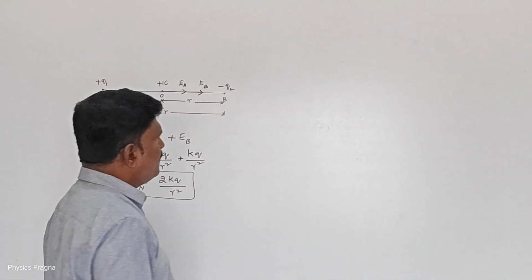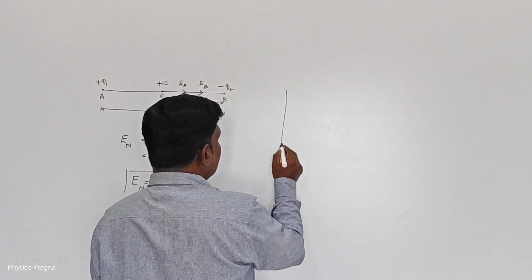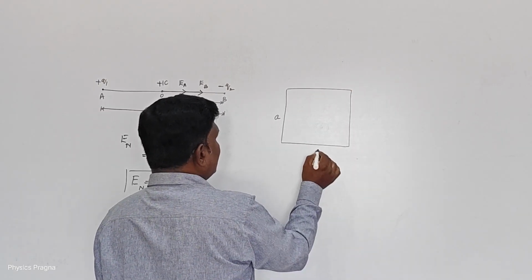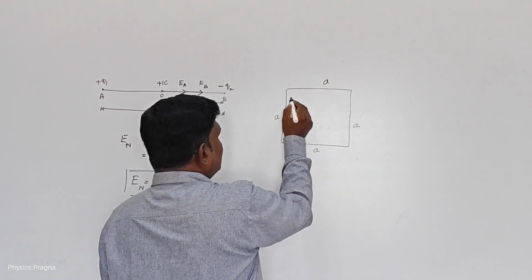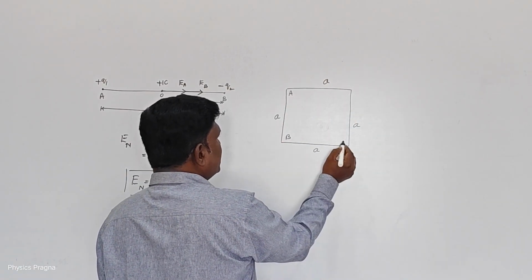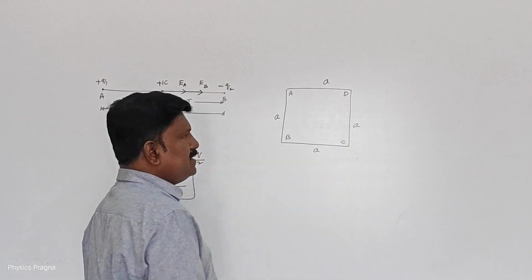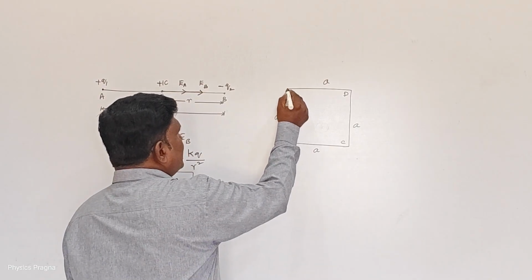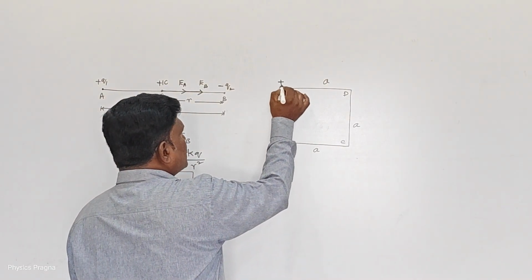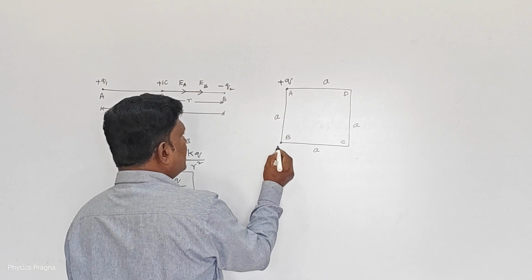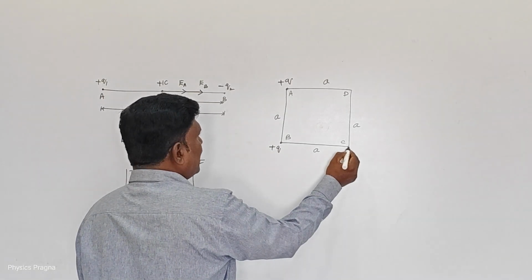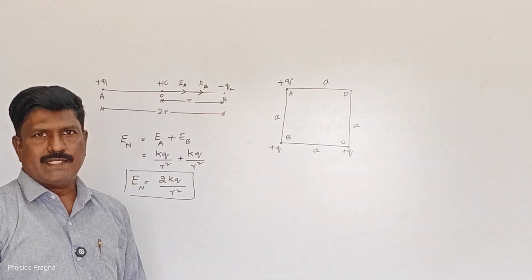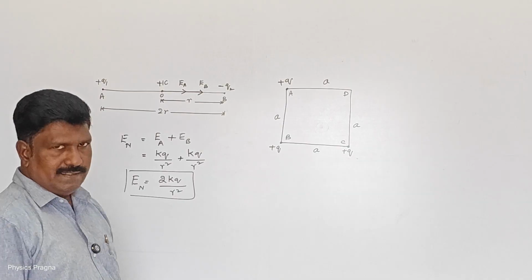One more example, let us see. One square is there. Each side length is a. This is position A, position B, position C, position D. These are the vertices of a square. At this point, a positive charge Q is there. At this point, another positive charge Q is there. At this point, a similar positive charge is there. You've been asked what is the net electric field at D.